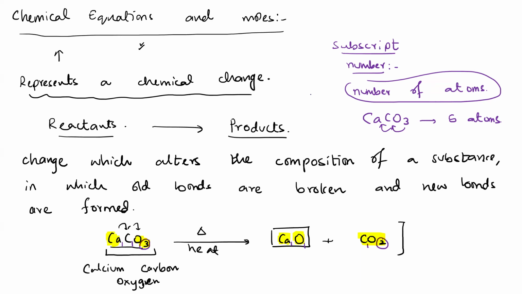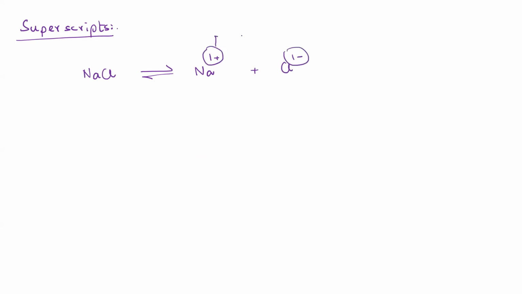Now, there are certain numbers which are written in the superscript. So let's say we have something like this. And we obtain something like this. So now these numbers, they are written as the superscripts. They represent essentially charges always. Now, there are certain numbers which are written as coefficients.